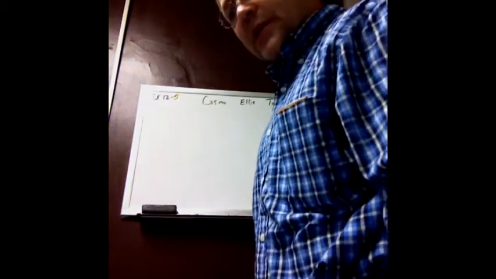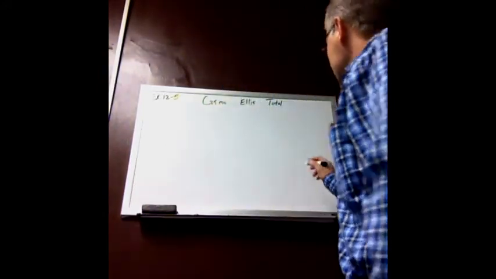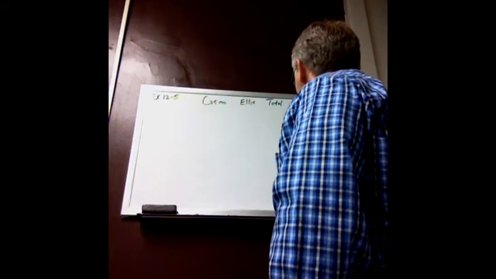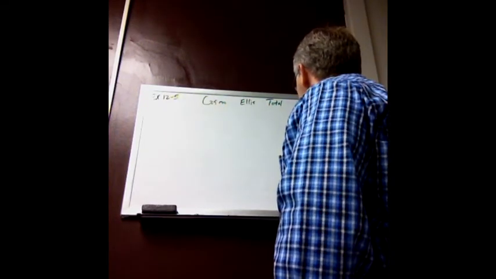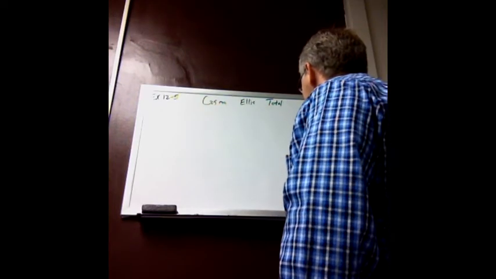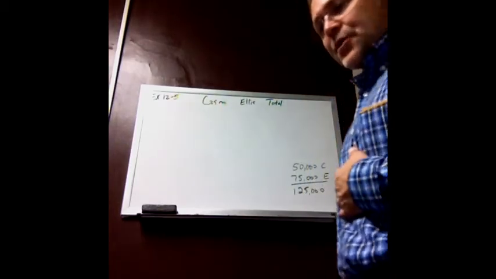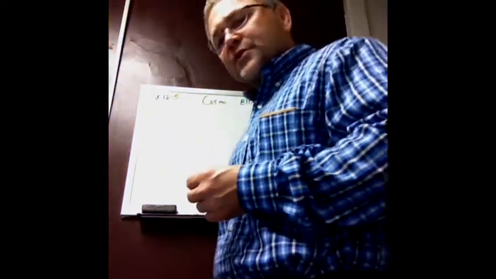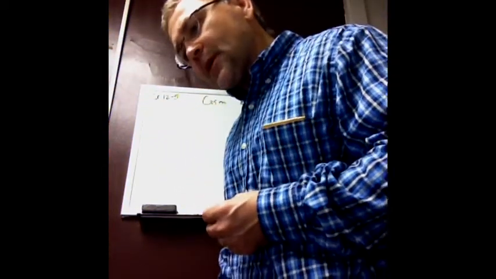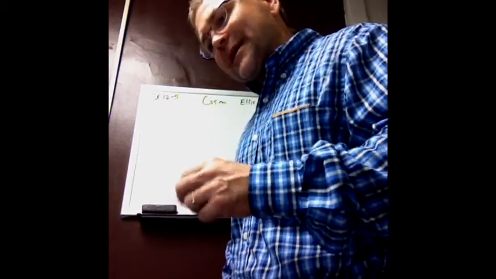So we've got Cosmos and Ellis began a partnership by investing $50,000 and $75,000 respectively, and I've got that on the board. $50,000 Cosmos, $75,000 for Ellis, for a total of $125,000 invested in the business. Okay, so what we have next is in the first year the partnership earned $165,000. We want to prepare calculations showing how that income should be allocated given different scenarios.